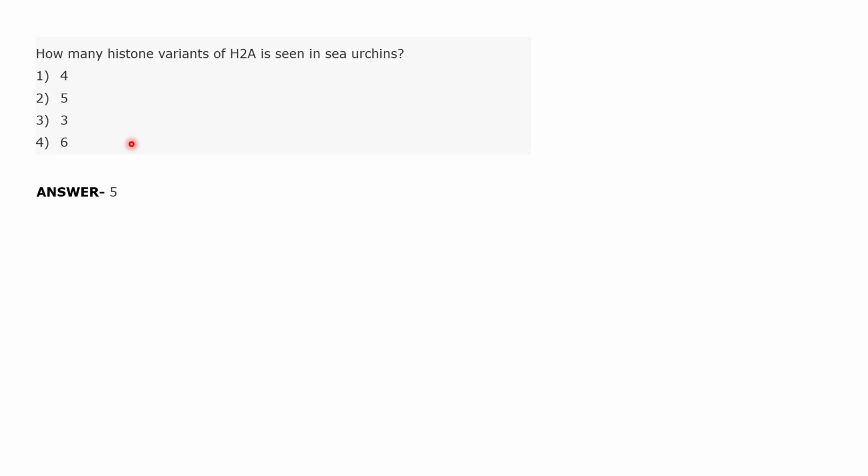However, some exceptions are there. Some of the histones do not show any variants. So we will go into that afterwards. In the case of sea urchin, there are about 5 histone variants of H2A that are seen there. So I hope it is understandable. It's basically something that you should memorize. So I will just move on to the next question then. Coming on to the next question.